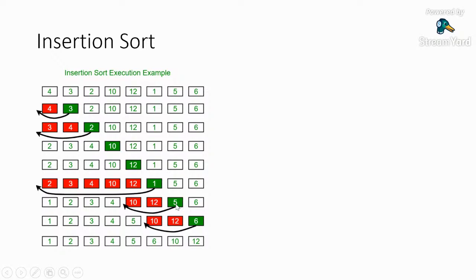And finally this 5 comes here. Now 5 is compared with 12, so 12 is shifted. 5 is compared with 10, so 10 is shifted. 5 is compared with 4. Now 4 is not shifted, so this position is empty, and 5 is just placed here. Similarly, you will perform this for the rest.